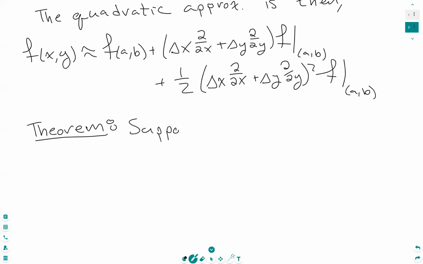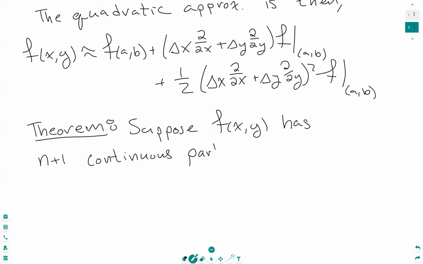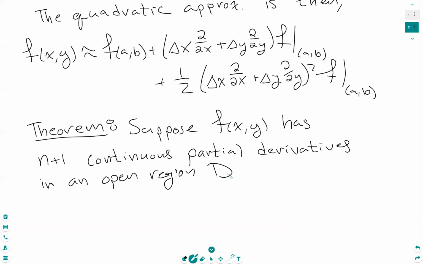So let's suppose the function f of x and y has n plus 1 continuous partial derivatives in an open region D near the point AB.